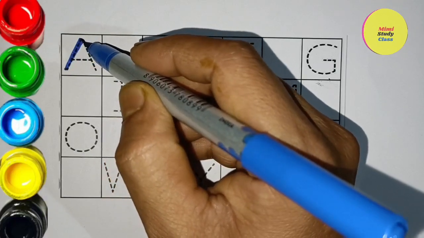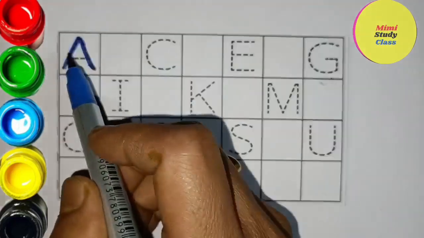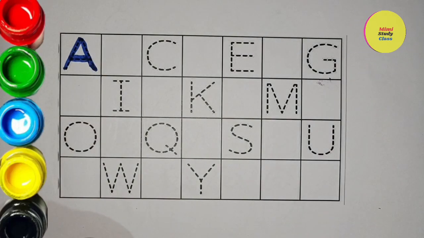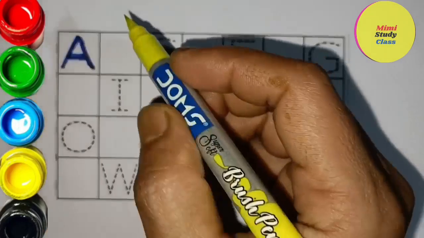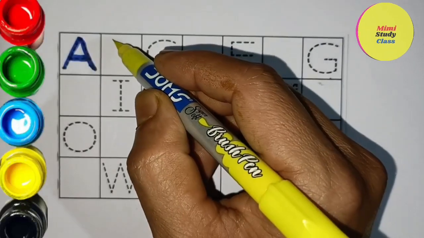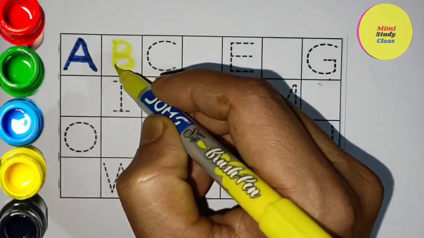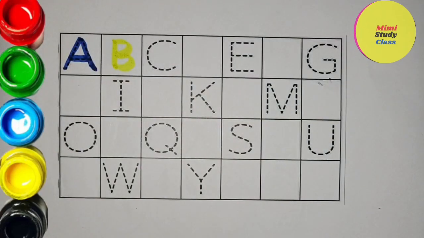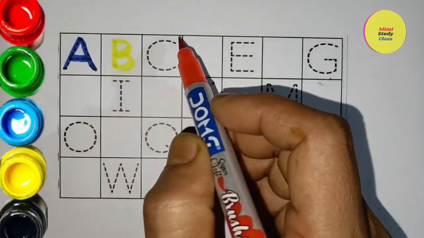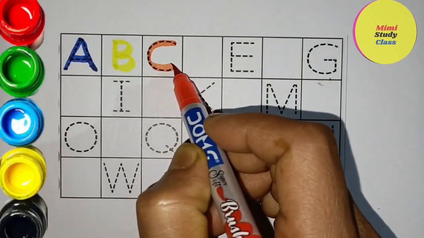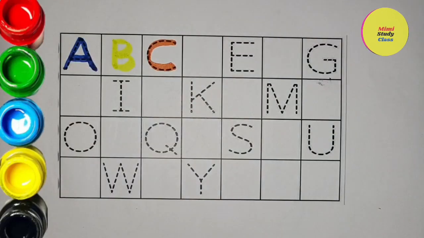A for aeroplane. Yellow color. B for boy. Red color. C for cat.